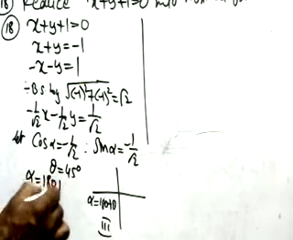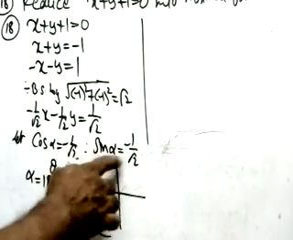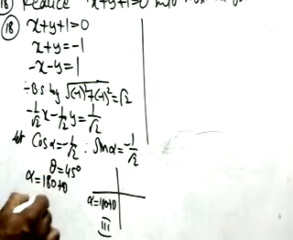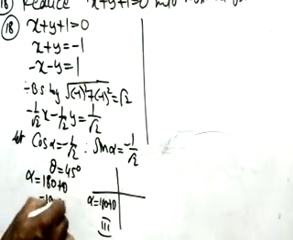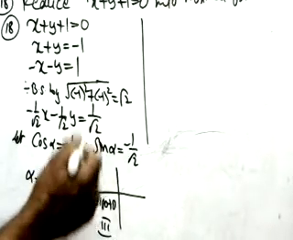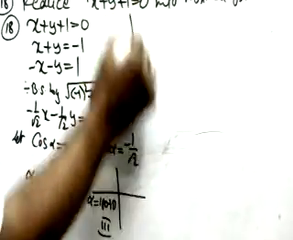So here we can write alpha equals 180 plus theta. Theta is the principal value, that is, of the first quadrant. For the first quadrant, this is 45 degrees now. So this will become 180 plus 45, which is 225 degrees. So we can write lastly like this.